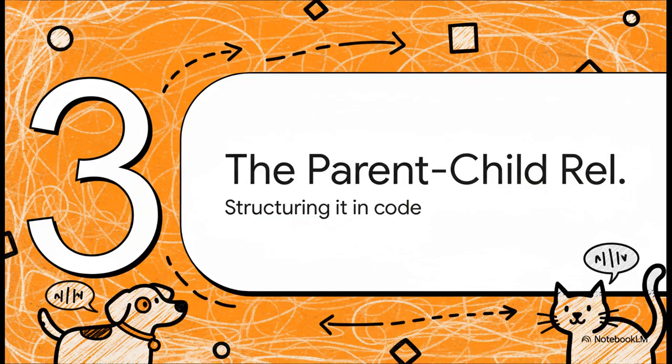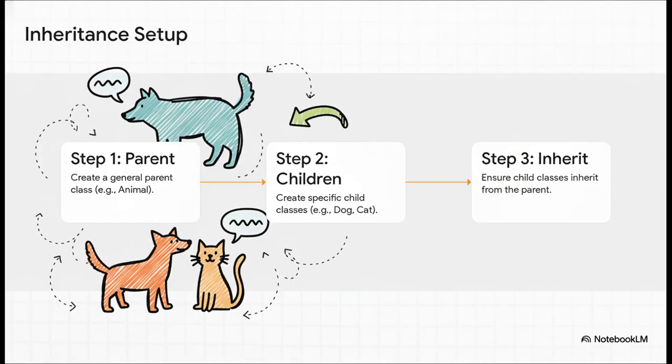Okay, so the whole animal thing makes sense. But how in the world do we actually build something like this in our code? Well, to get polymorphism to work, we have to set up a kind of family structure for our objects, specifically a parent-child relationship. And we do this using a concept called inheritance. It's really just a simple three-step recipe. First, we make a general parent class. We can call it animal. Think of this as the main blueprint.